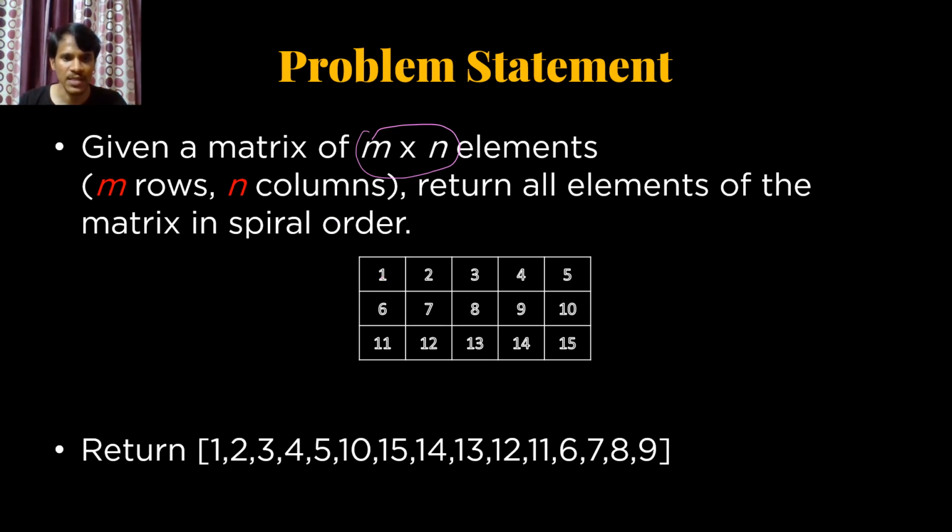For example, take this matrix which has the numbers 1, 2, 3, 4, 5, 6, 7, 8, 9, 10 and so on. So we have to return this vector, which is 1 in this order, from here to here, from here, then here, then here, and here. Okay, in this way we have to return the traversal. So it's a pretty simple problem. Let's jump to the solution for the problem.